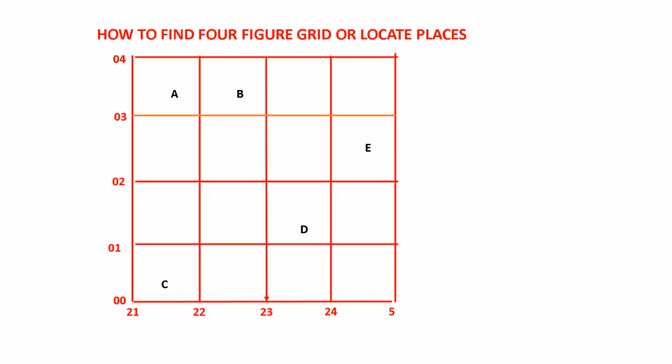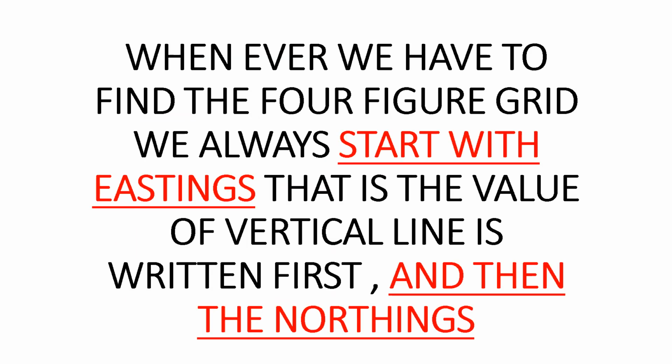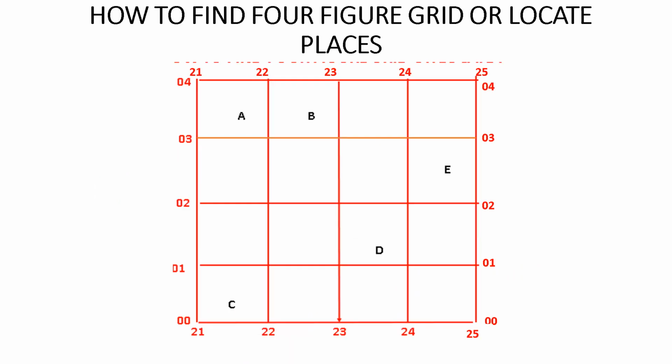So now, how to find the four-figure grid or locate places? Suppose I have to find the four-figure grid of A, B, C, D, E. So I start with A. Always remember, again I am repeating, you have to begin with eastings and then northings, if you have to find the four-figure grid or locate the places of A, B, C, D and E.